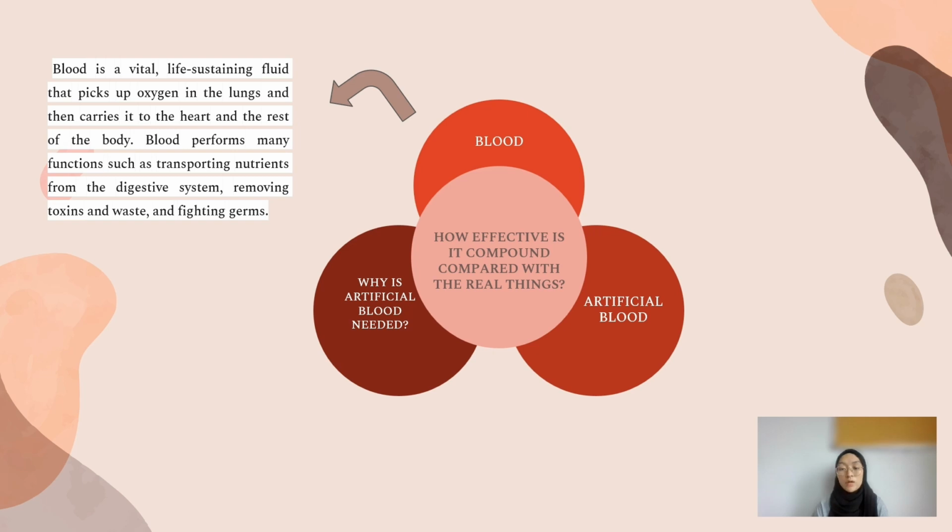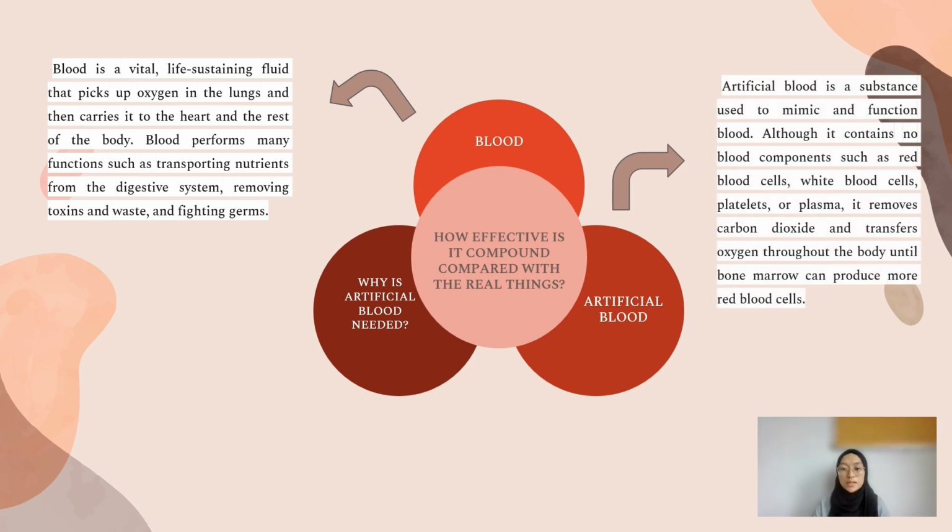The formed elements are red blood cells, white blood cells, and platelets. Next one is artificial blood. Artificial blood is a substance used to mimic the function of blood. Although it contains no blood components such as red blood cells, white blood cells, platelets, or plasma, it removes carbon dioxide and transfers oxygen throughout the body until bone marrow can produce more red blood cells.